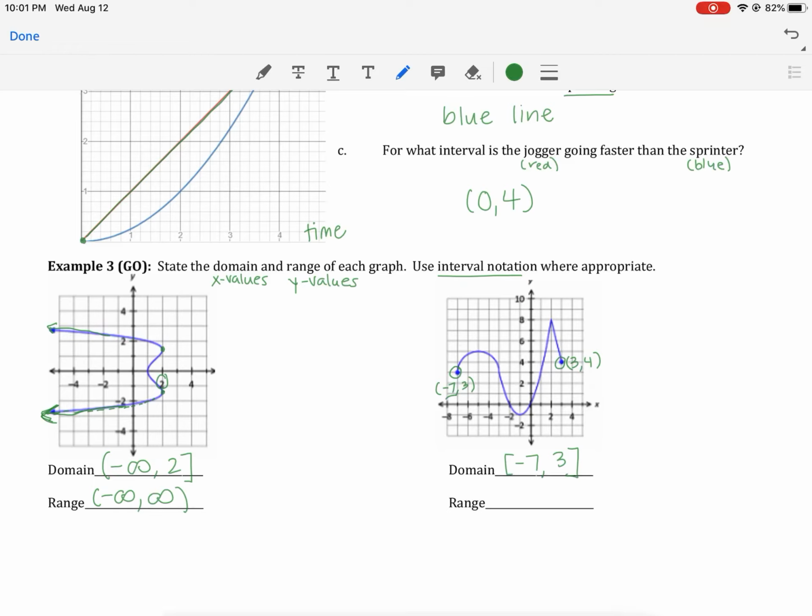Range now is the lowest and the highest. The lowest point is down here, and this is 1, negative 2, but since it's range, we just care about the y value of negative 2. Once again, it looks like it touches that point, so I'm going to use the bracket. And then if we go to the highest point up here, we've got it at 8. And since it looks like it touches that point once again, it's a square bracket.